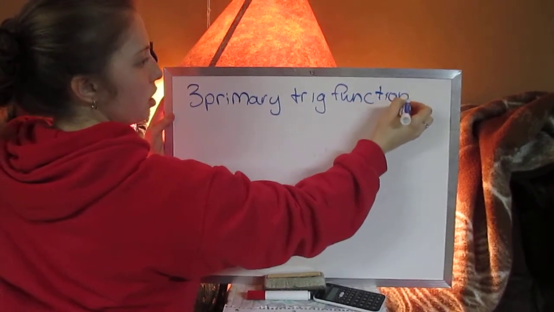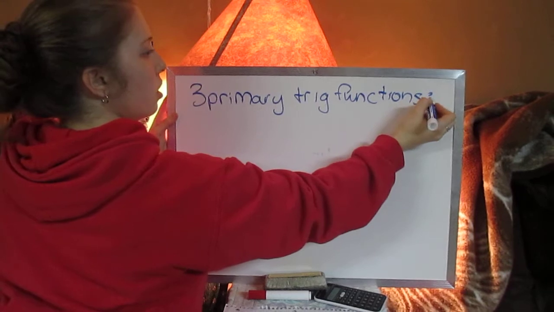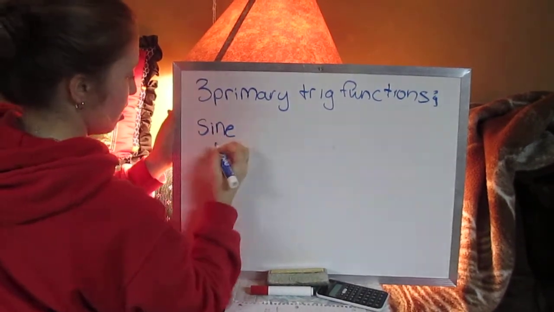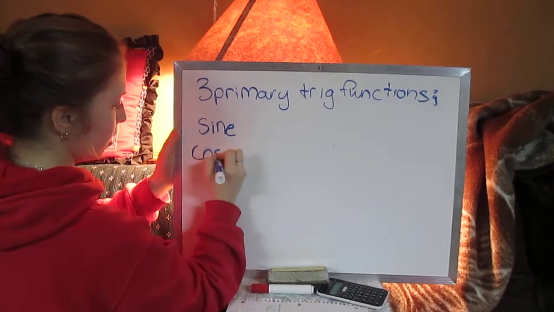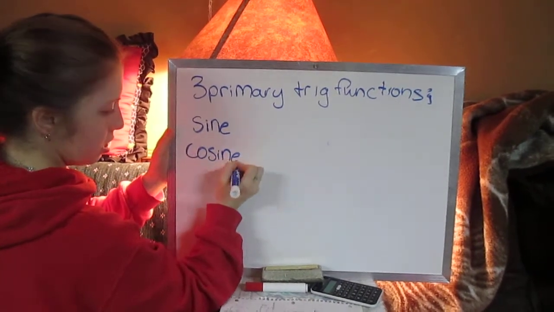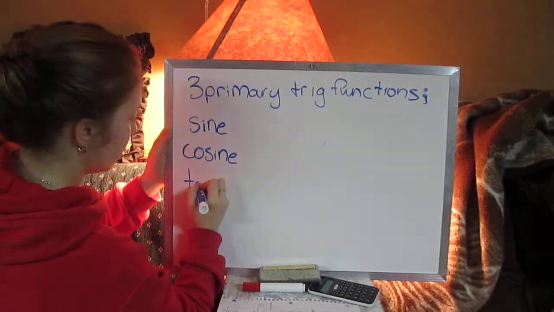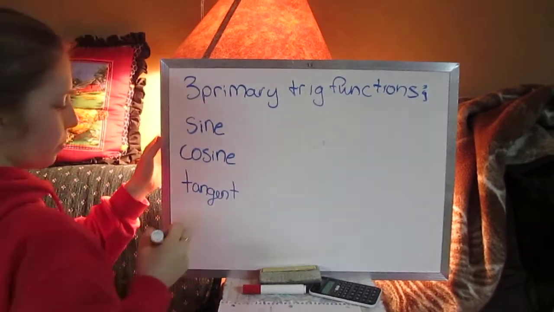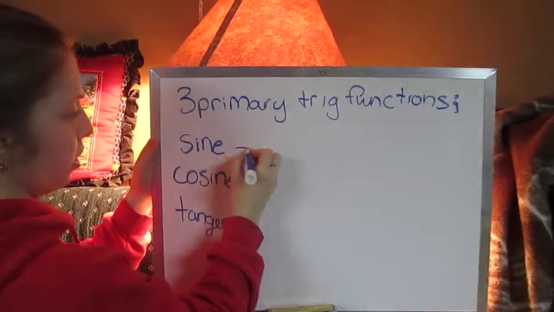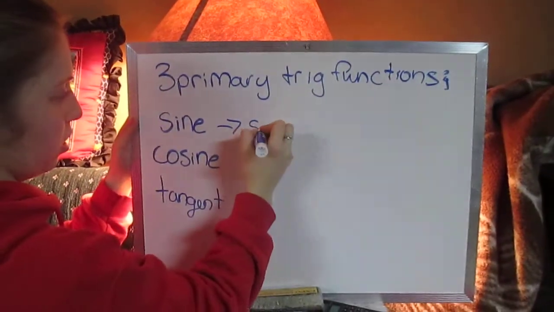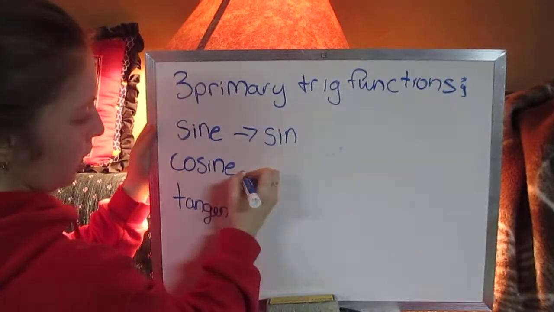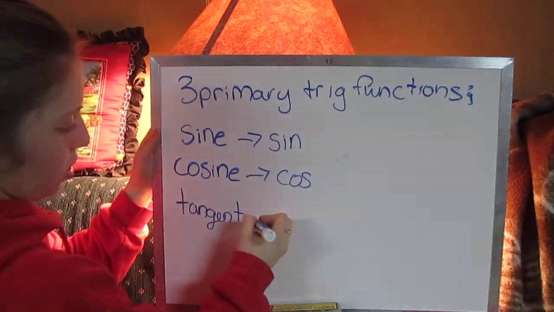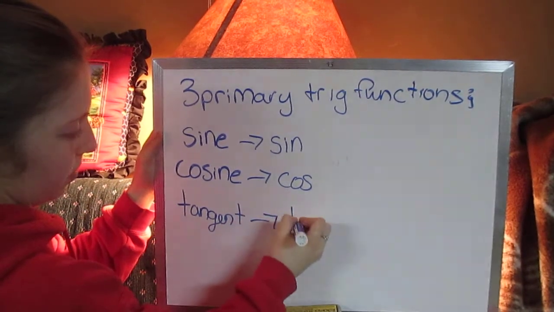These functions are called sine, cosine, and tangent. Short forms for them are sin, cos, and tan.